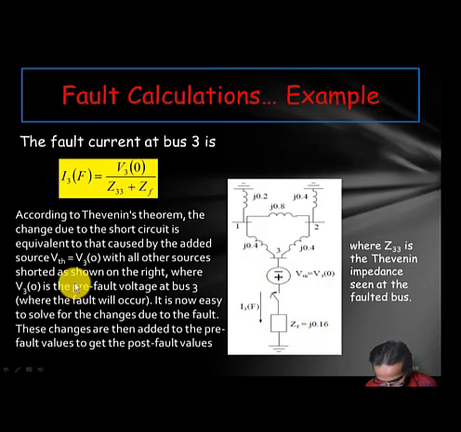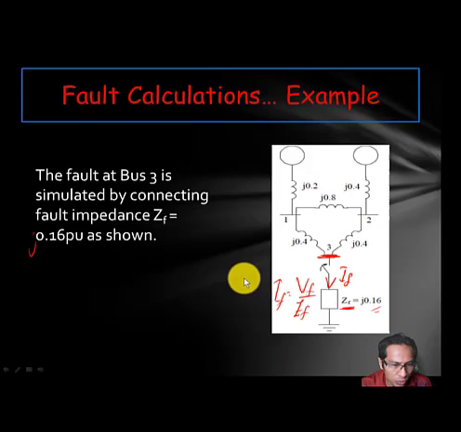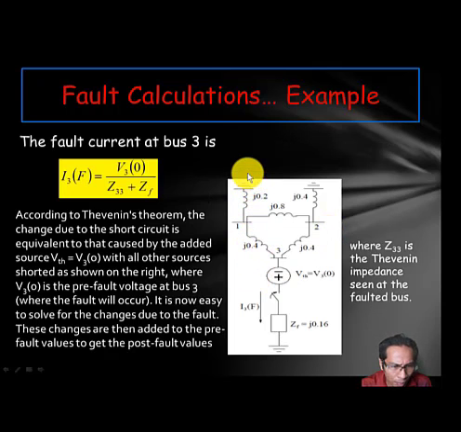So, according to the Thevenin theorem, the change due to the short circuit is equivalent to that caused by the added source Thevenin, equal to VTH, with all other sources shorted as shown on the right. Okay, so actually here is the generator 1, SG1, and this one SG2. When we use the Thevenin theorem, when faults occur, this original network can be replaced by this network by shorting these two generators.